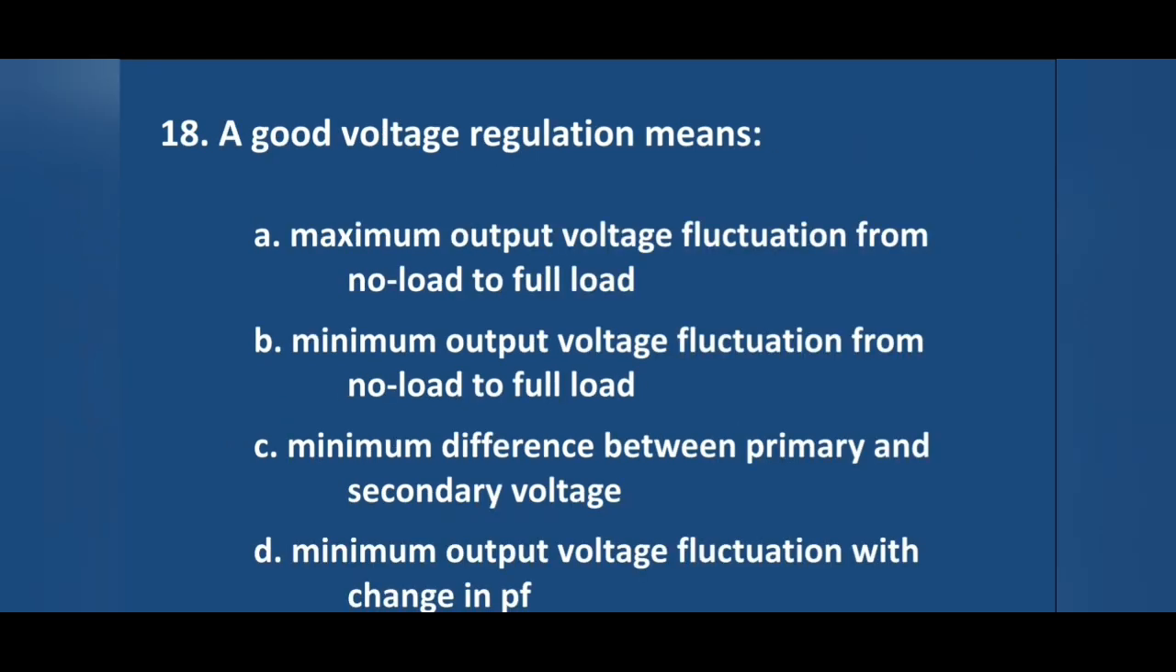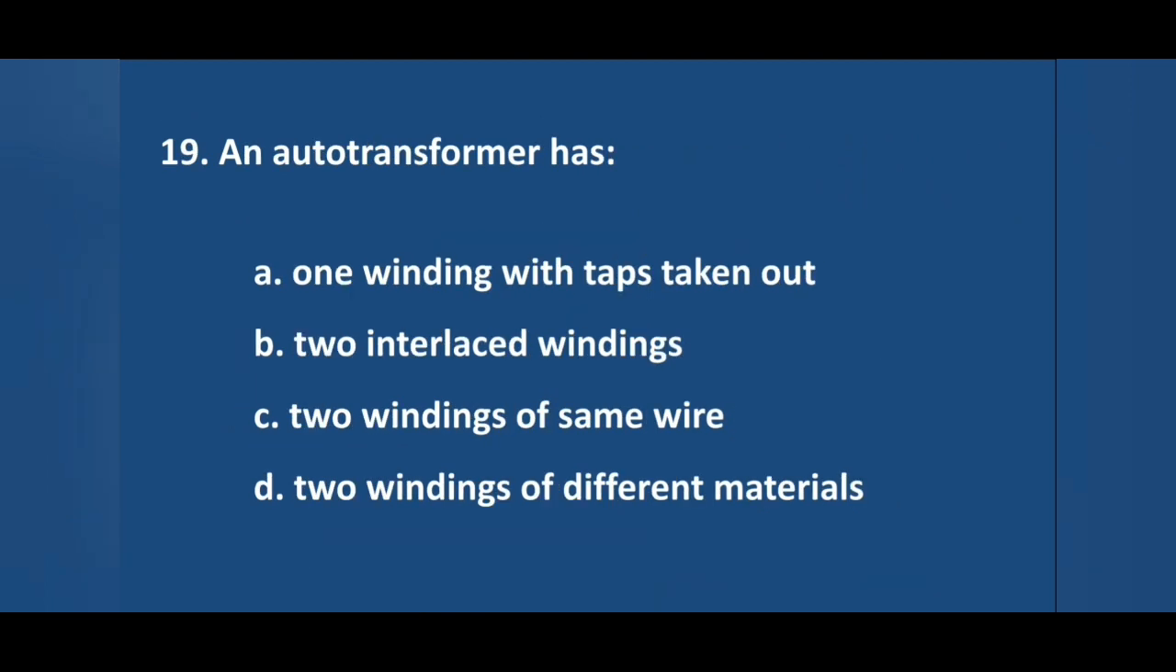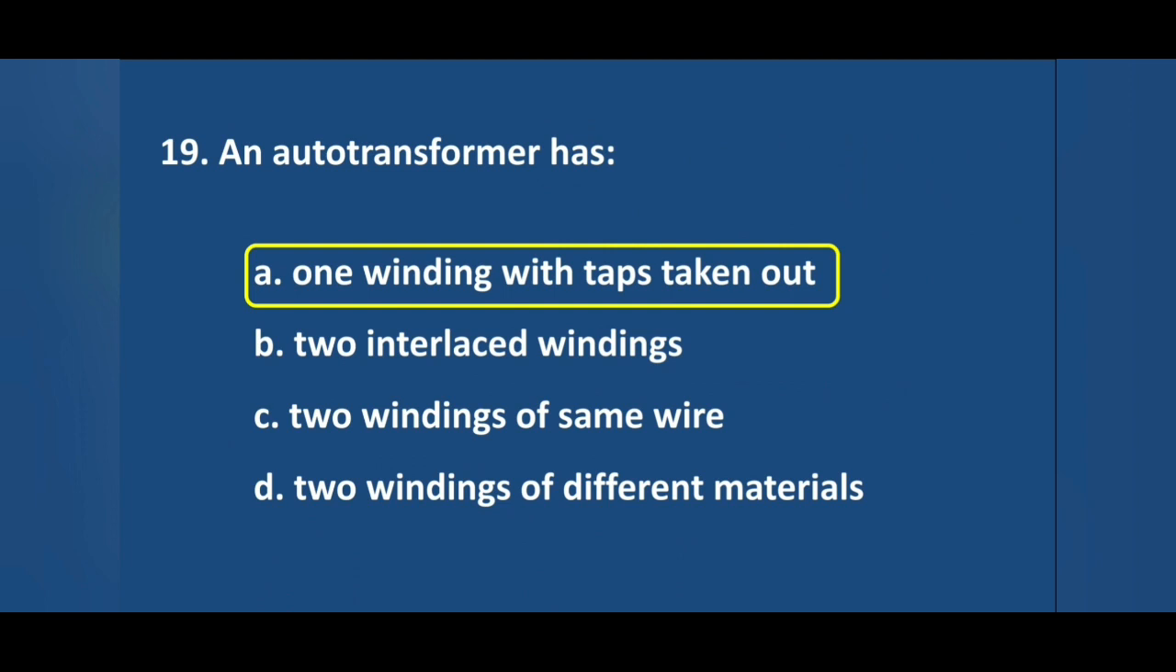Question number 18. A good voltage regulation means. Answer is option B, minimum output voltage fluctuation from no load to full load. Question number 19. An autotransformer has. Answer is option A, one winding with taps taken out.